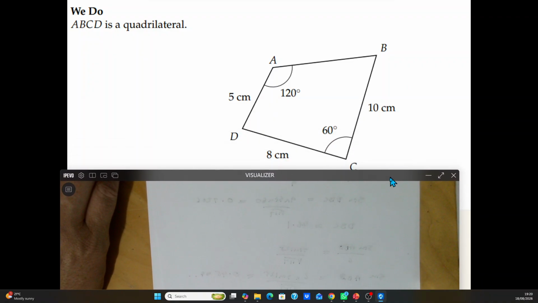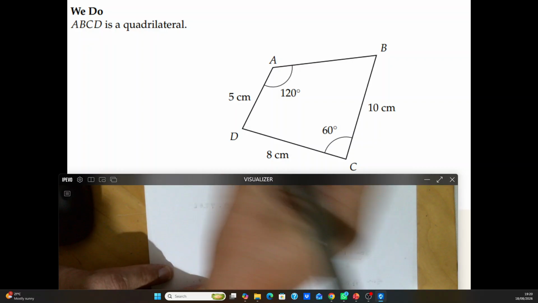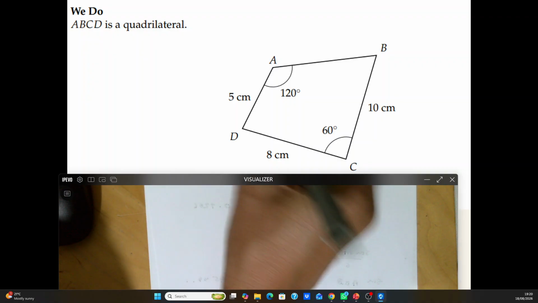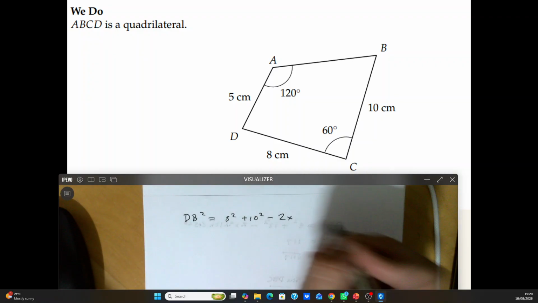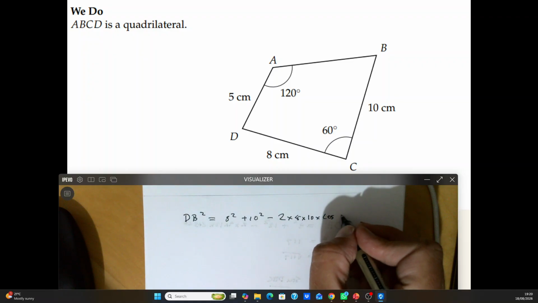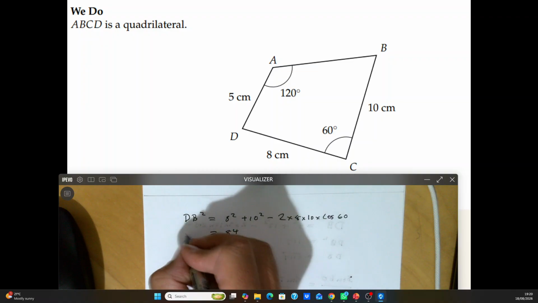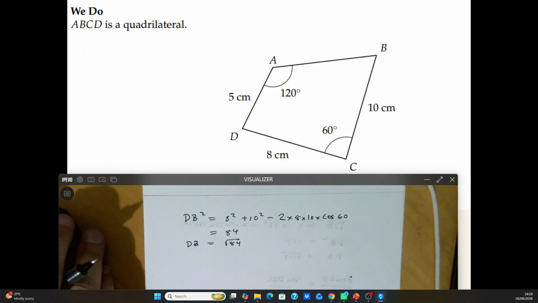First thing I would work out is B to D using the cosine rule, or DB. So DB squared equals 8 squared plus 10 squared, take 2 times 8 times 10 times cos 60, which gives me 84 on my calculator. So DB equals the square root of 84. What do I want to work out? Now I need to work out one of these angles. So I'm hoping you have gone for DBC first.